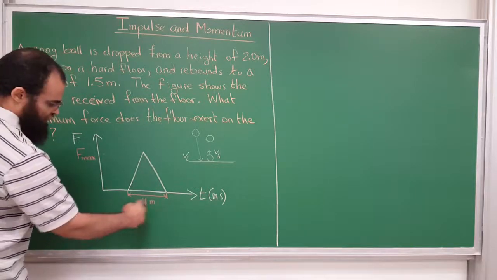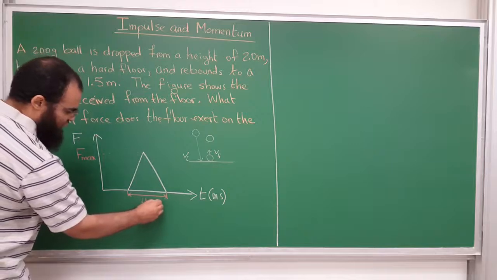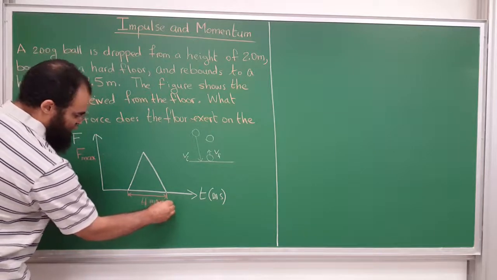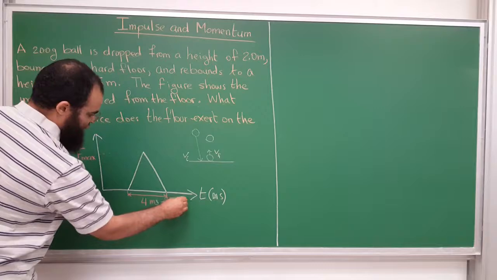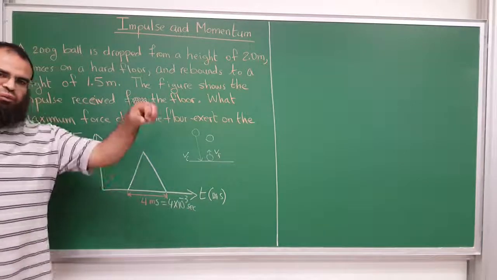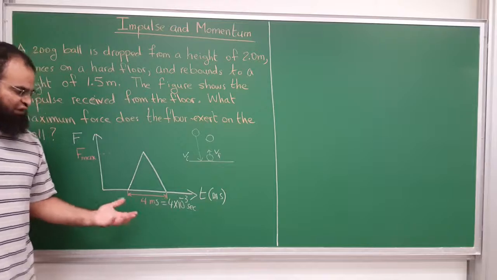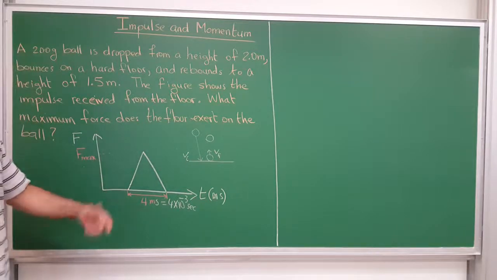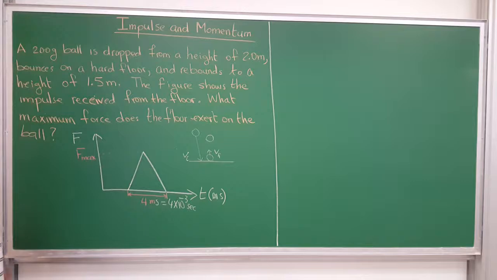The time here is 4 milliseconds, so that's 4 times 10 to the minus 3 seconds. As you experience, when a ball hits the floor, it's in contact with the floor for a very short time, milliseconds. And the question is, what's this F max?